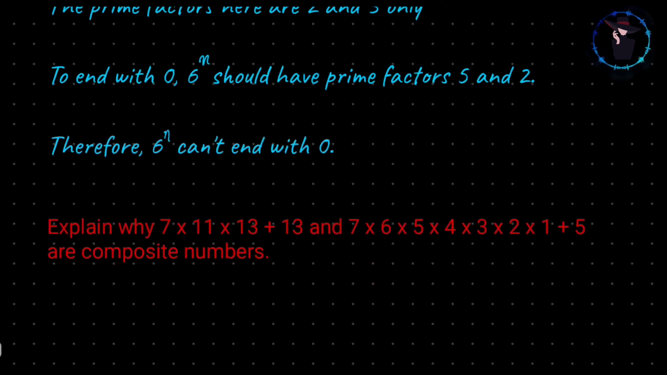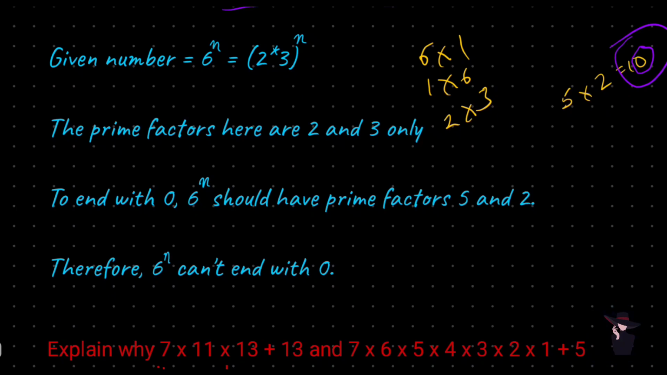Next question is, explain why 7 into 11 into 13 plus 13 and 7 into 6 into 5 into 4 into 3 into 2 into 1 plus 5 are composite numbers. So what is a composite number? Just revise it again. Any number that has more factors than itself and 1. It should have at least 2 numbers that can divide it, like 6, right? It is 1 and itself, but we have two more numbers that make 6. So 6 is a composite number. At least we should have 2 numbers whose product can make it, known as a composite number.